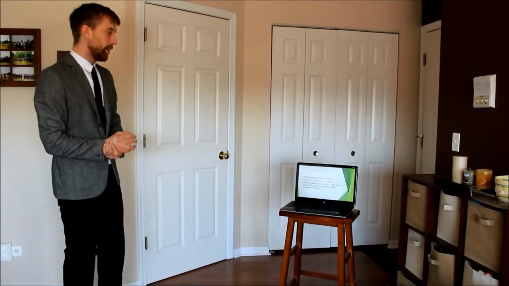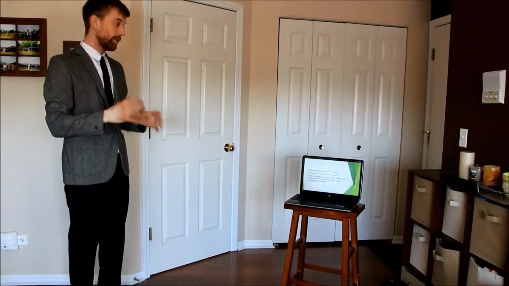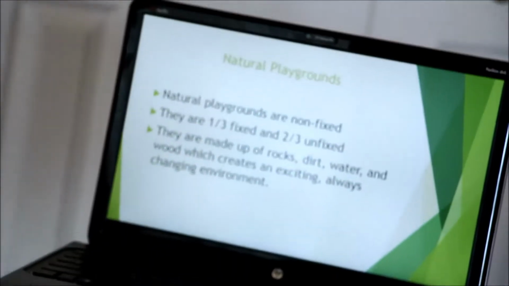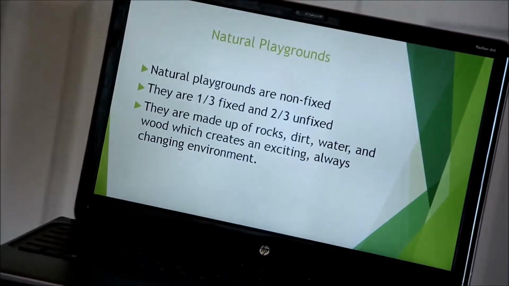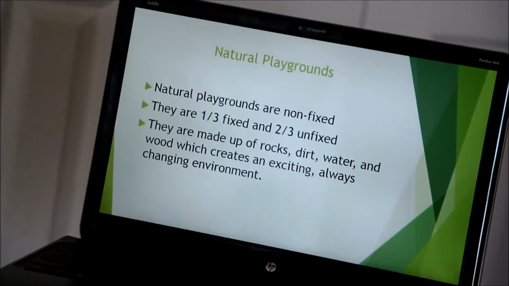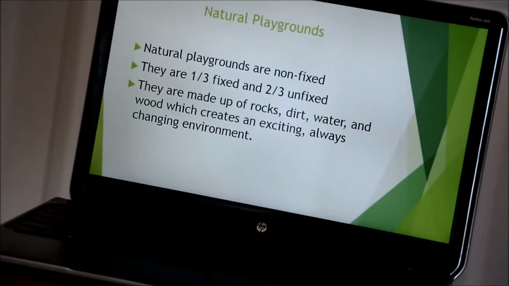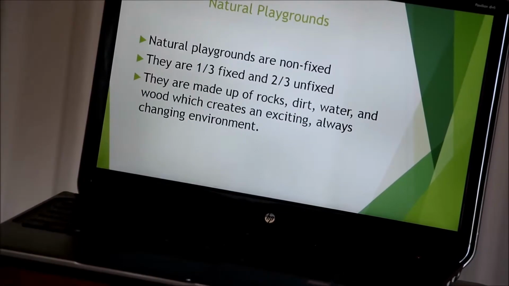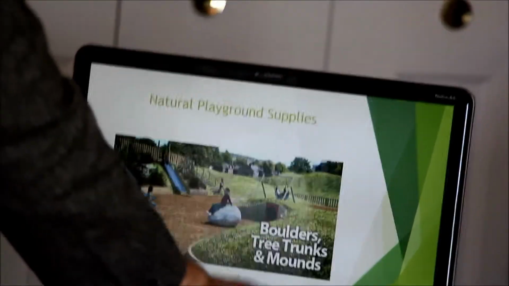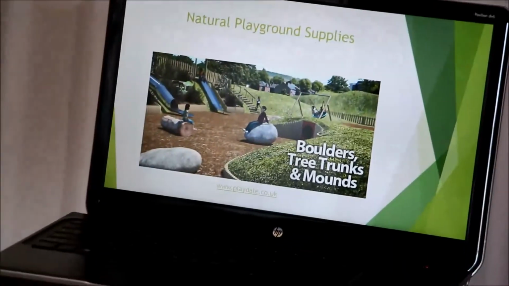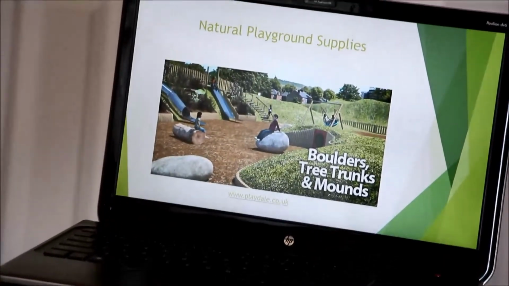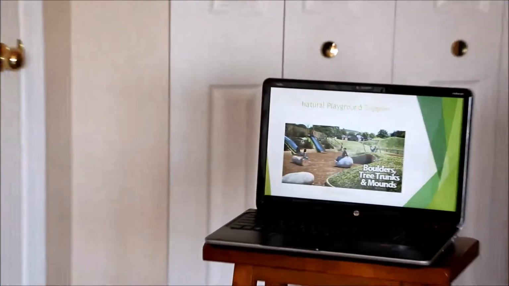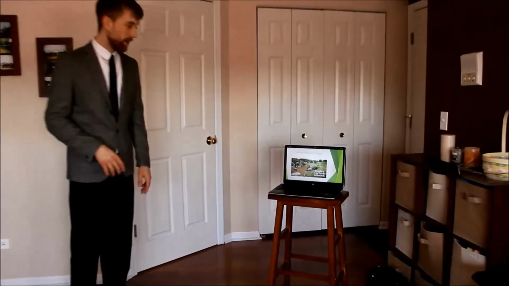Like I said, the natural playgrounds are one third fixed, like maybe the slides and the boulders, and two thirds unfixed, like the twigs, the pine cones, the dirt, the plants, or things like that. They're made up of rocks, dirt, water, wood, and like I said, they make the children use their imagination. Here are the supplies. It's very simple, a lot of things that are just around us all the time, but with the right knowledge and know-how, they can be put together into a very useful playground.